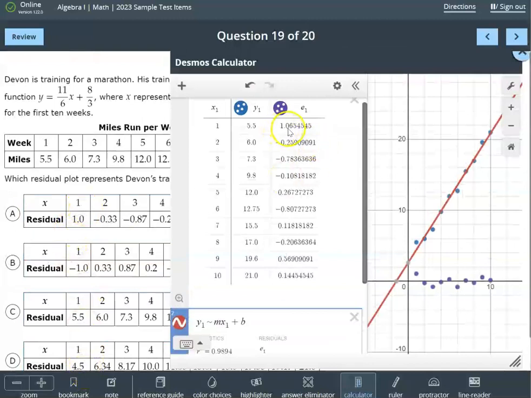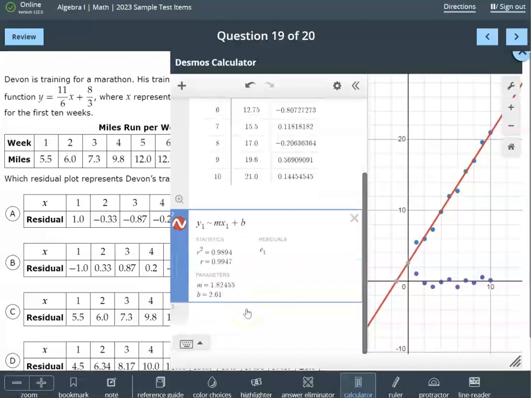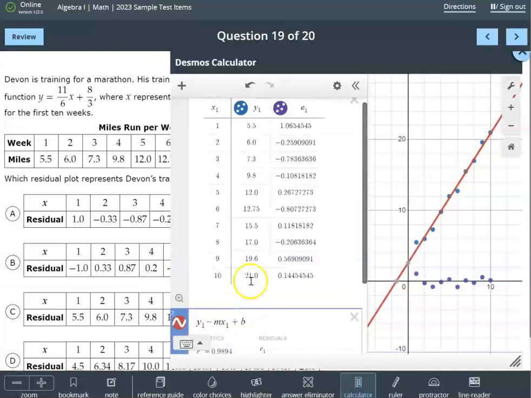And you'll see the residual here is 1.0 negative. It says 0.33, it's really 0.26, but that's pretty close. That's because they're using the equation you see here and not the one we generated. But our equation is pretty darn close. So the only answer choice that fits would have to be answer A.